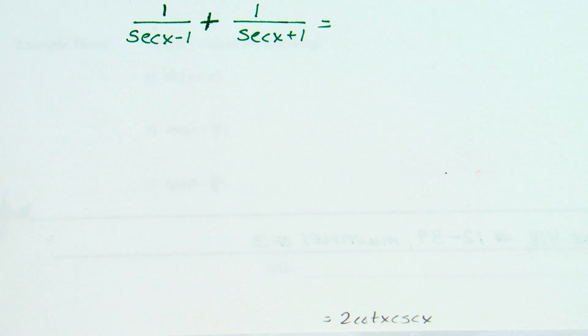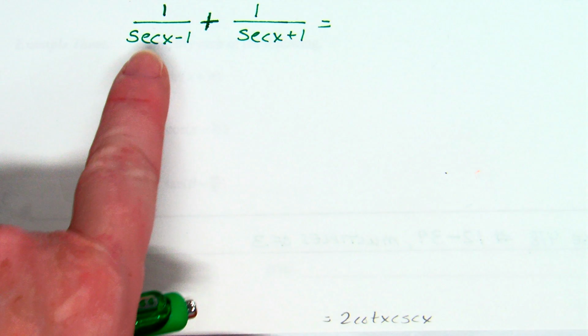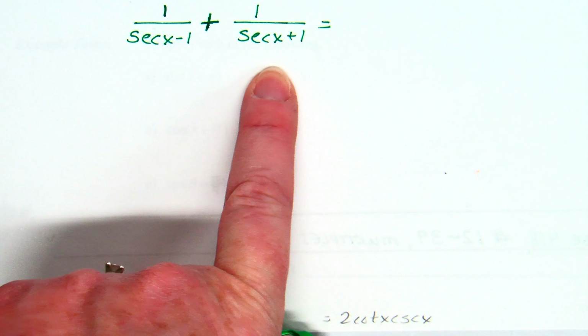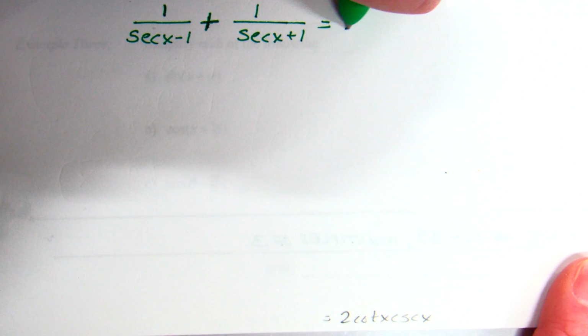So, if this is my first fraction with secant x minus 1 as my denominator, what am I missing in the denominator? I'm missing a secant x plus 1, correct? So if I multiply this denominator by secant x plus 1, what do I have to do up here? I'm multiplying my numerator by secant x plus 1. Kind of a silly question, but what is 1 times secant x plus 1? Secant x plus 1. Then we're going to be adding.